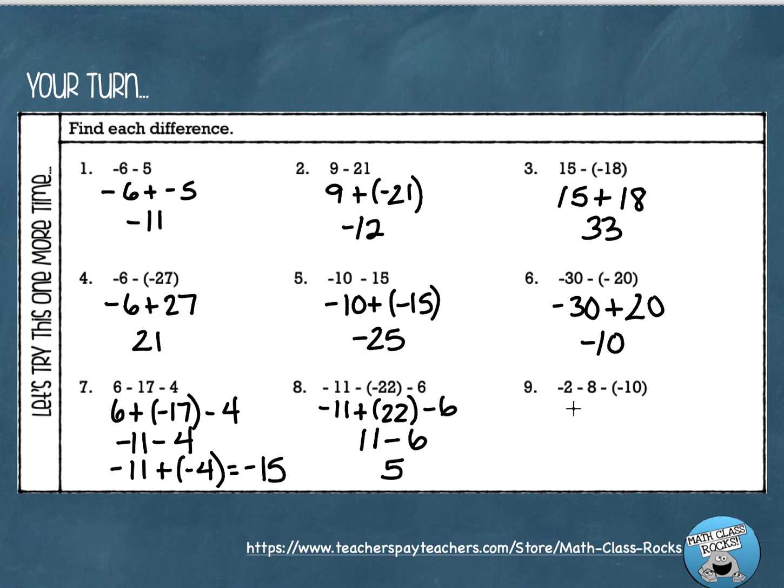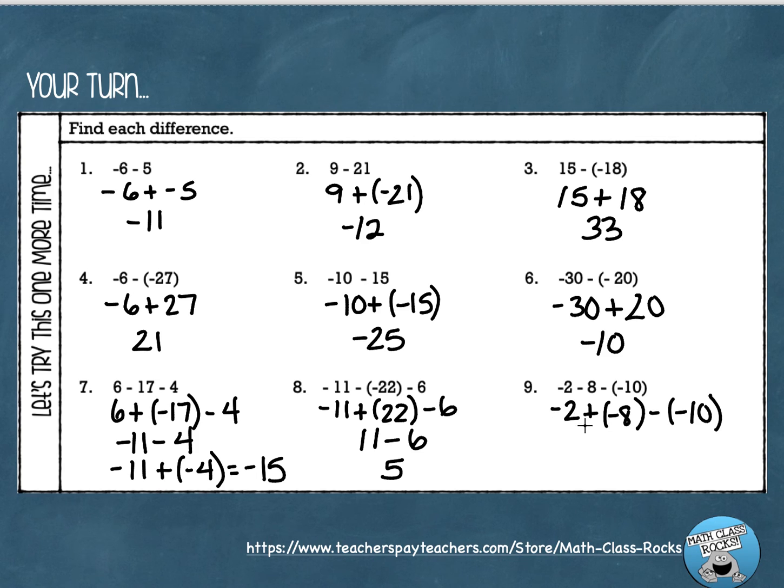For number 9, we've got negative 2 minus 8 minus negative 10. All right, let's rewrite this as addition. So negative 2 comes down. My minus becomes a plus. The opposite of 8 is negative 8. And then I've got minus negative 10. We'll just bring it down for now, so I'm doing it one step at a time.